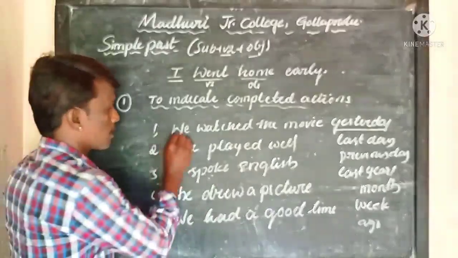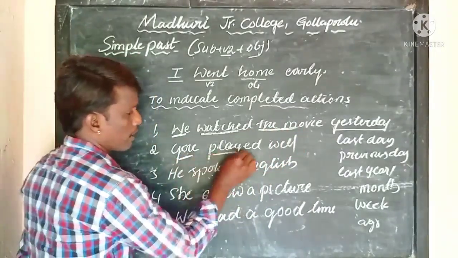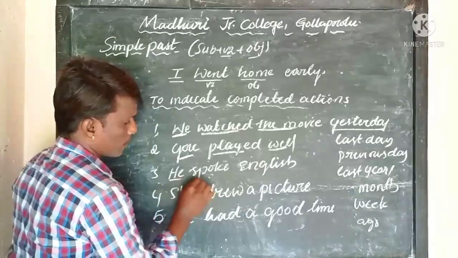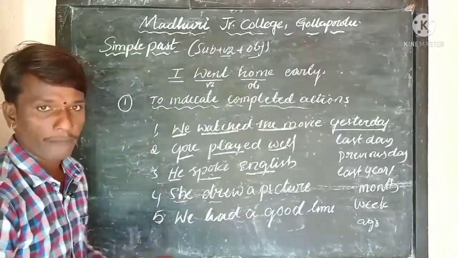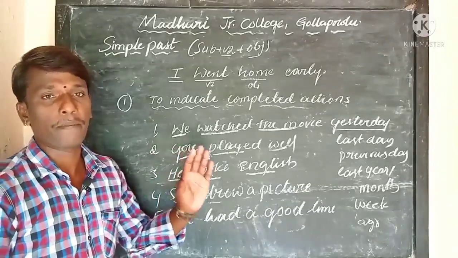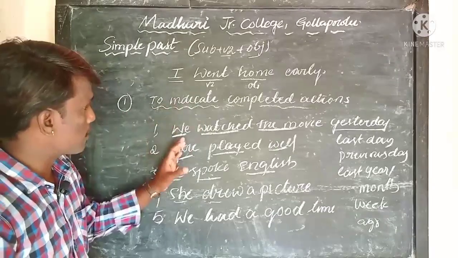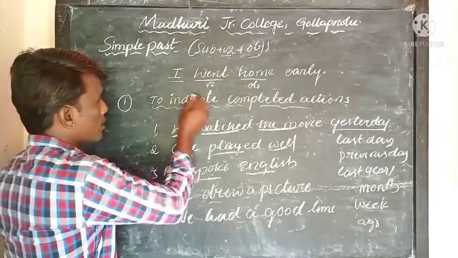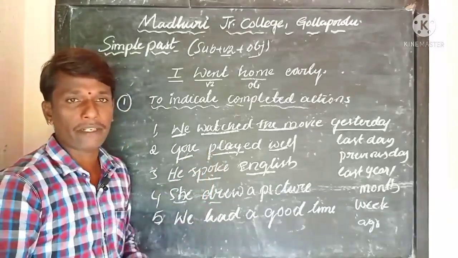Here see, subject, verb 2, object. Again this is subject, verb 2, object. This is the formula. This is the structure of writing a simple past tense. So the very first use of simple past tense is to indicate just completed actions. So these are all just completed actions.